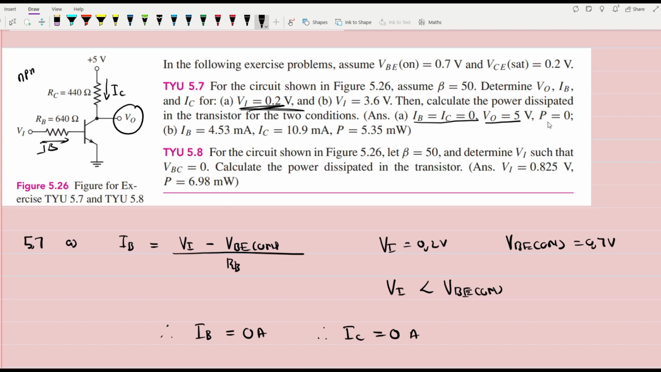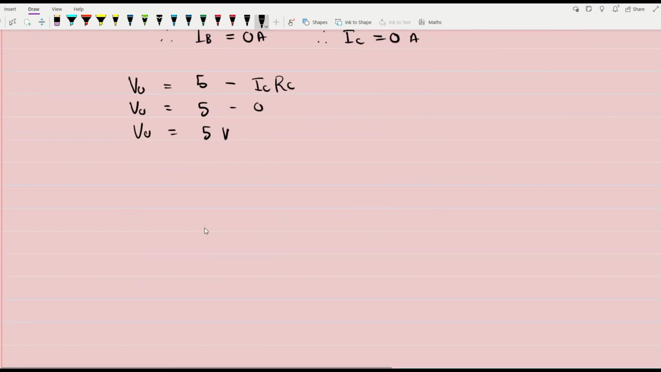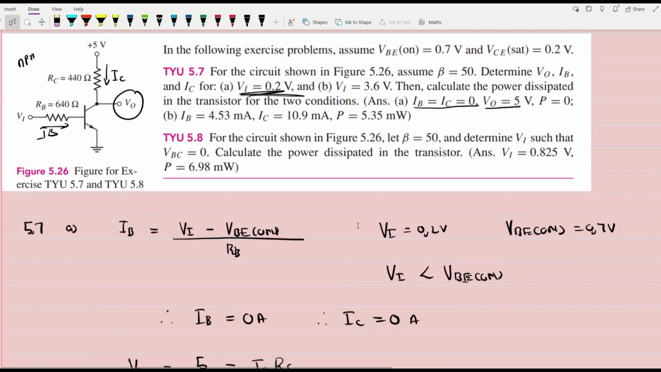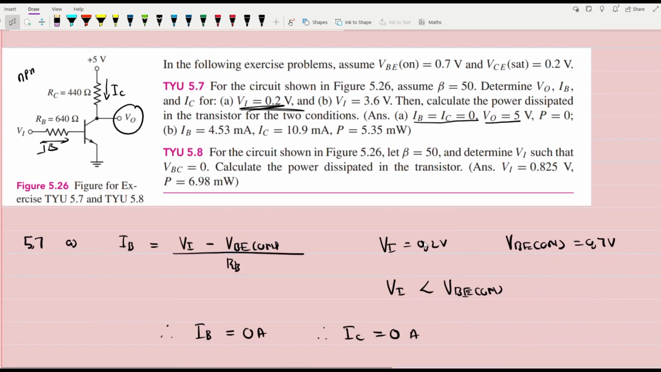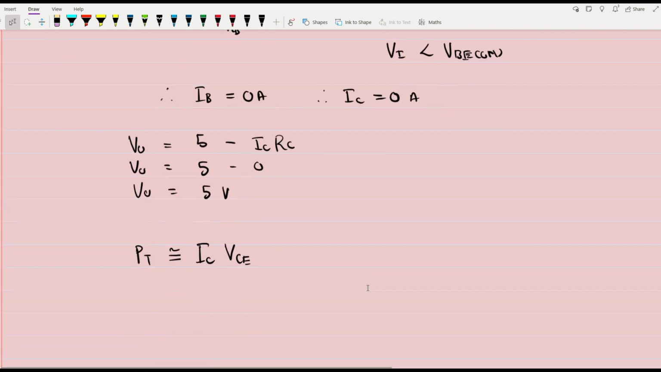Now we have to find the power dissipated in the transistor. To find it, we need IC and VCE. So P transistor is IC multiplied by VCE. We do have VCE, which is 0.2, but IC is equal to 0 amperes. So PT will be equal to 0 watts.